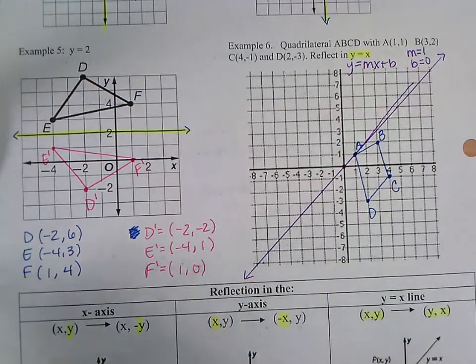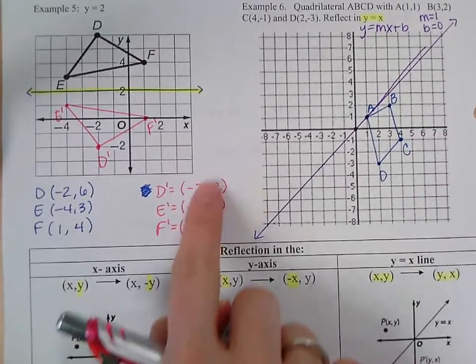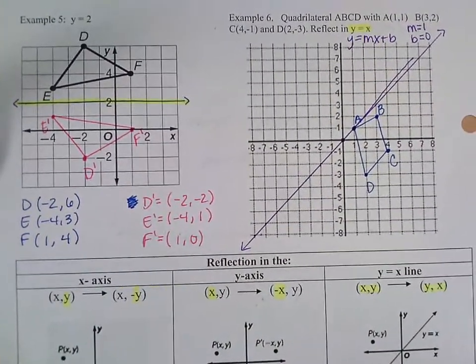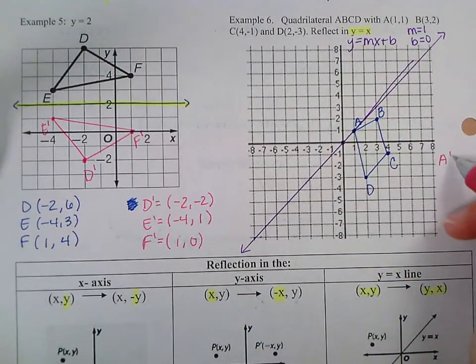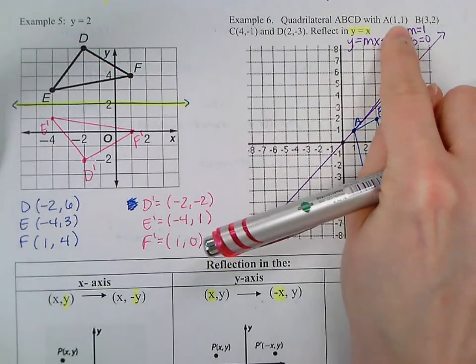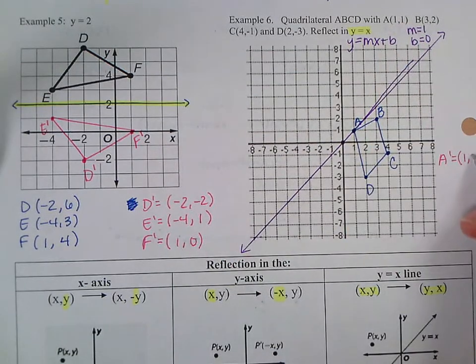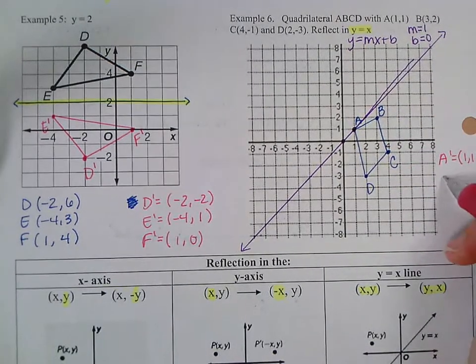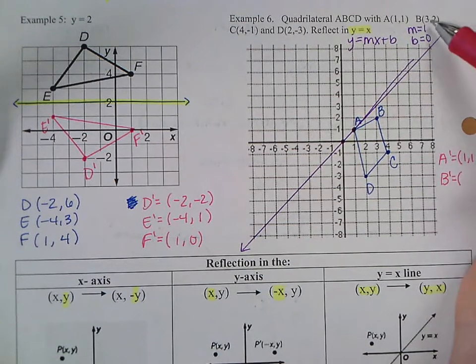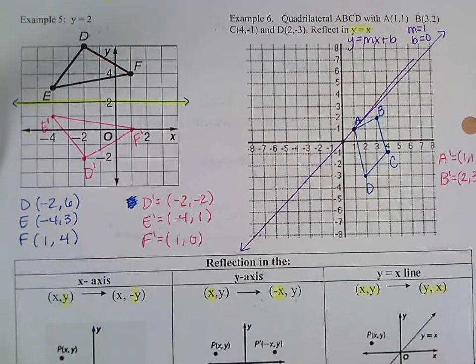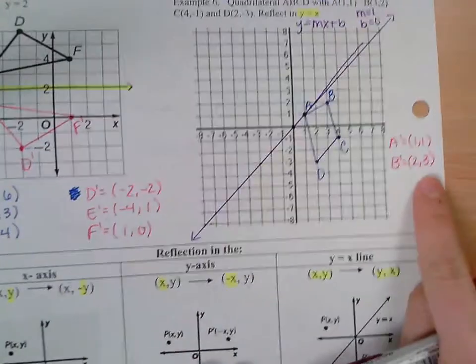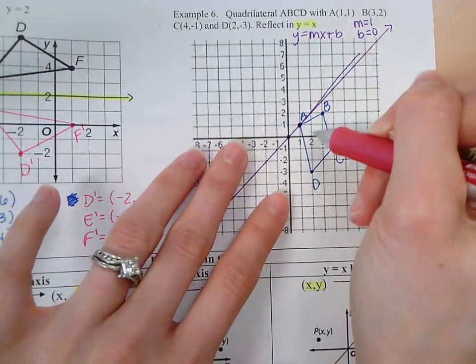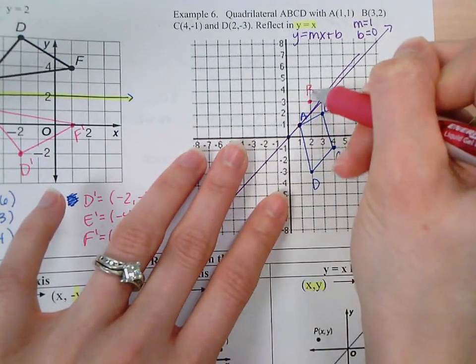So I'm going to list out the ordered pairs for this case. I'm going to list A prime, B prime, and so on before I plot them. A prime, if A is 1, 1, A prime is still 1, 1. If I switch those around, I still have 1, 1, and that is actually on the line. That's why it's the same point. B prime, B was 3, 2, so now B prime is 2, 3. I just switch them. And now I can plot 2, 3, and that is B prime.